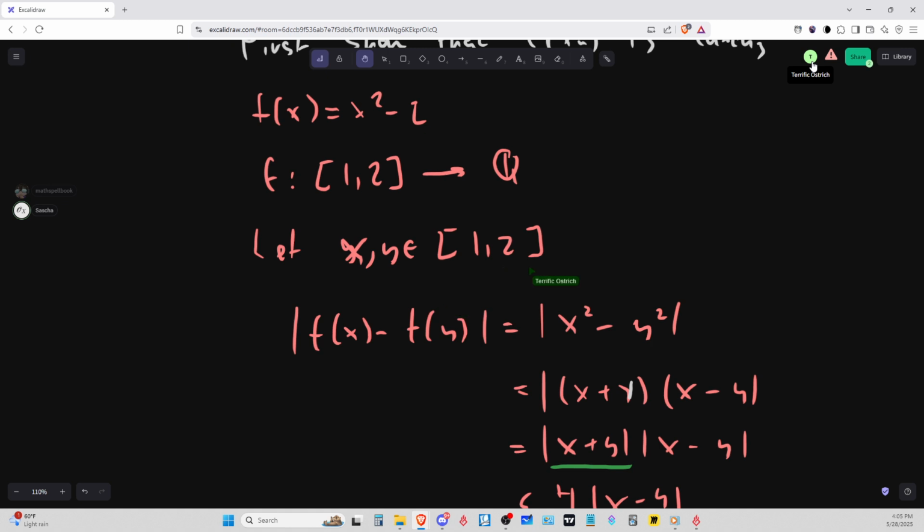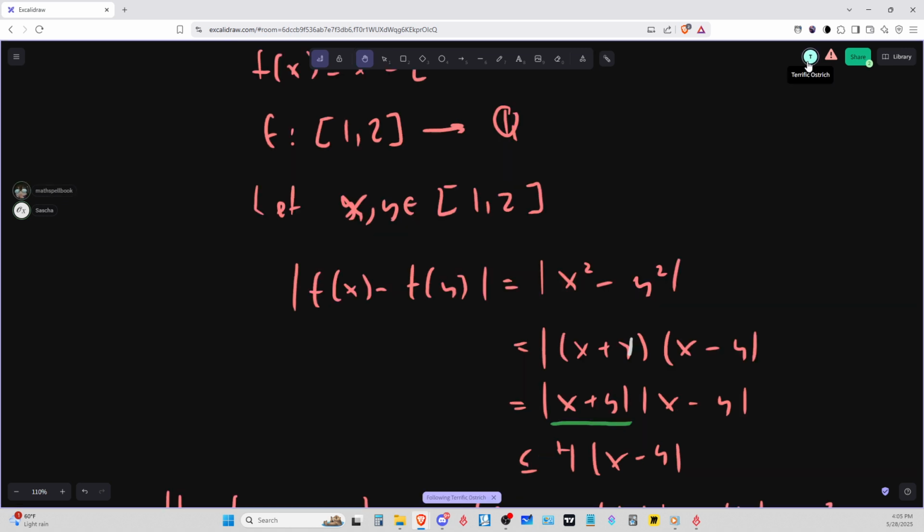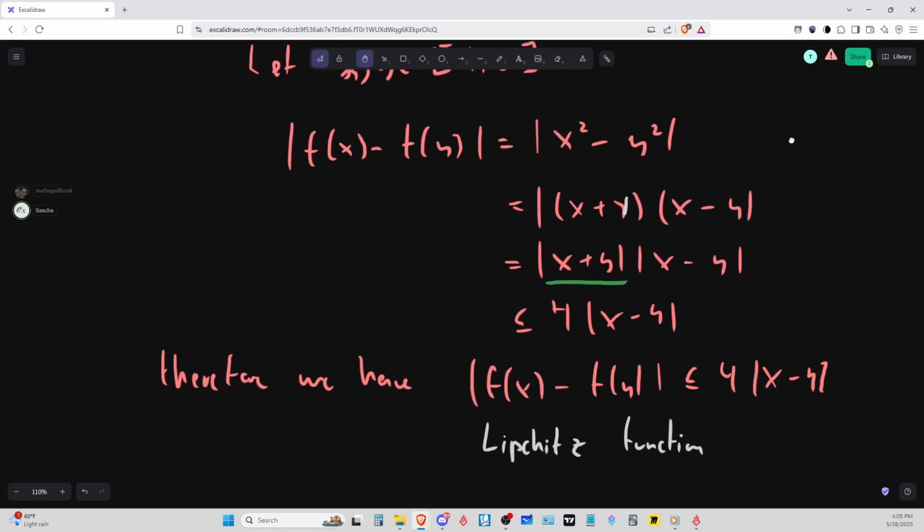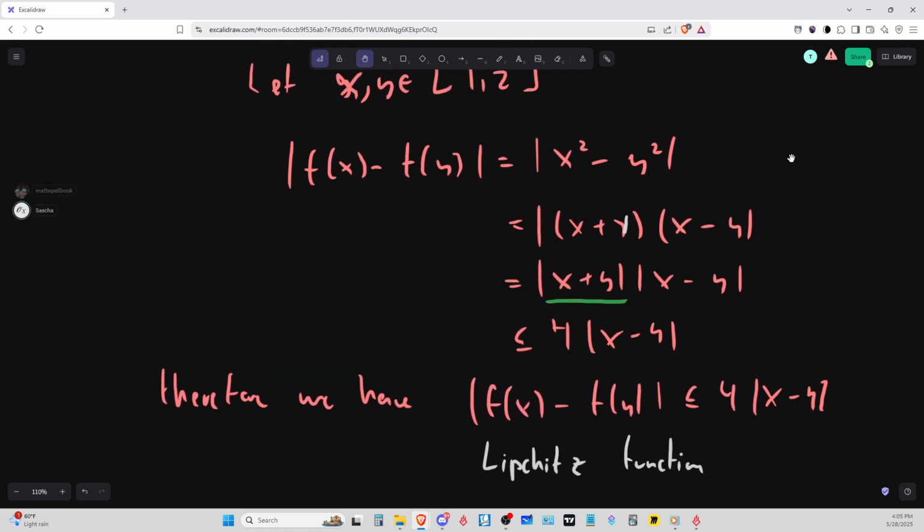So x and y are inside of the interval 1, 2, right? The biggest possible value that you can have from two numbers inside of the interval 1, 2 when you add them together is when they are both equal to 2. So x is equal to 2 and y is equal to 2. That means that this sum, x plus y, at the very most has to be less than or equal to 4, because if you take any other choice, you get something which is smaller. So this is a bound. And this is called a Lipschitz function, which are continuous functions, but a bit stronger. I don't want to go into that.